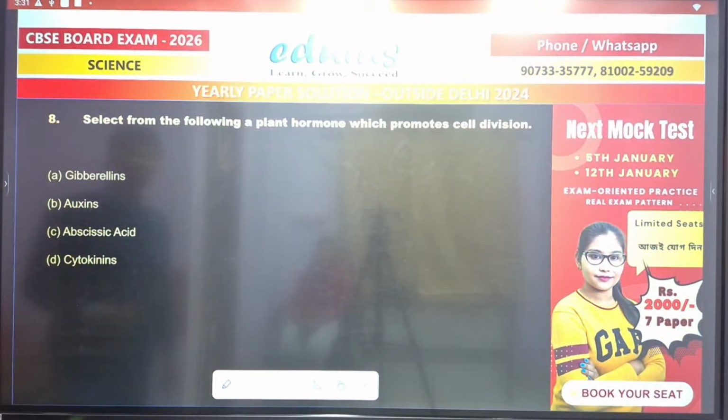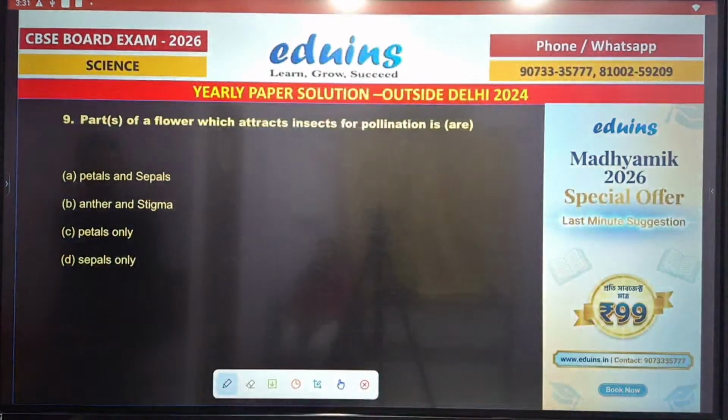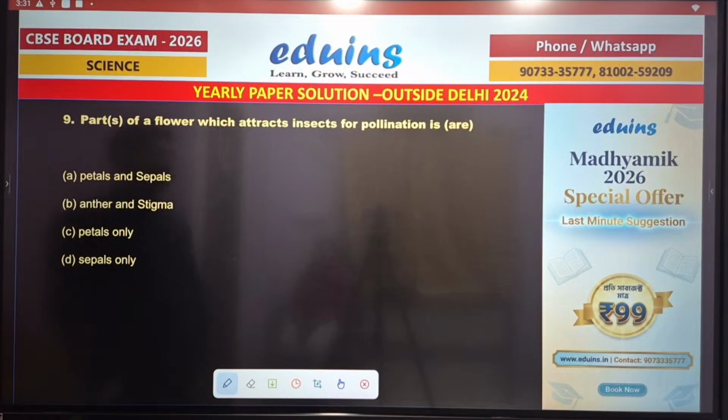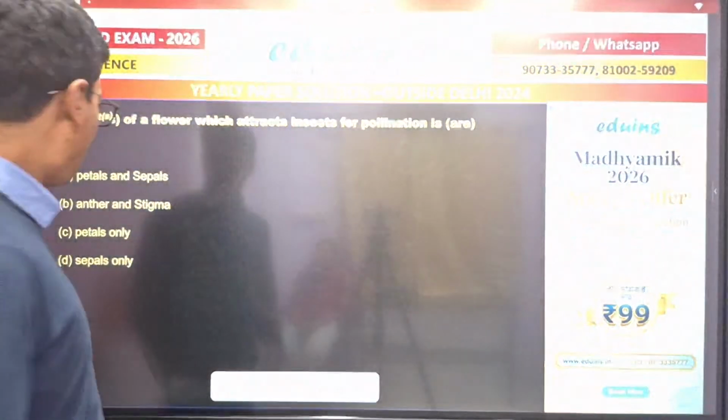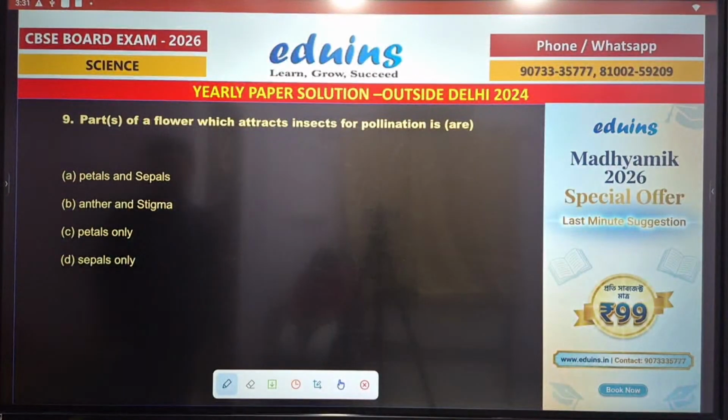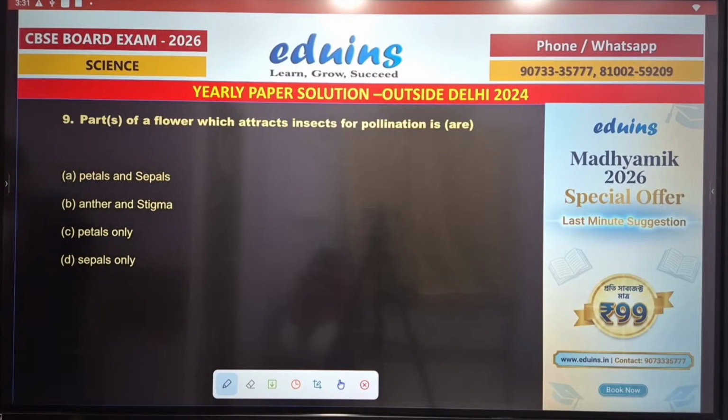Okay, so next question. Parts of flower which attract insect for pollination is or are? Very easy question. Which one? Sepals, petals and sepals, anther and stigma, petals only or sepals only? Which one?